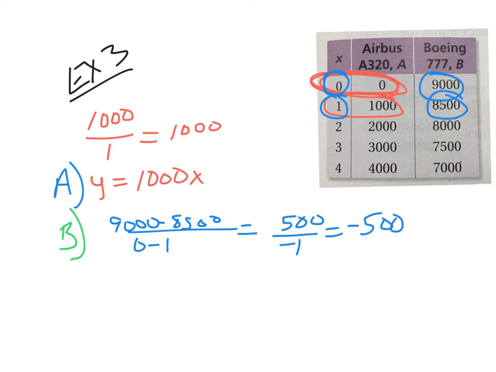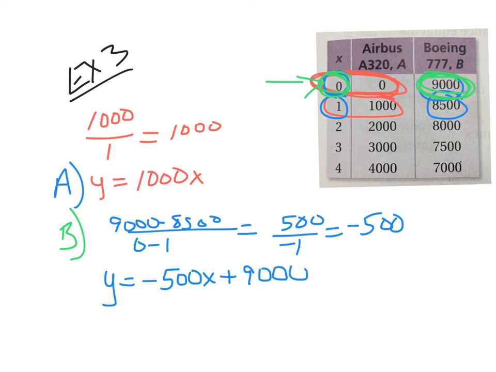Now looking at this table, where does it cross the y line? When the x is 0, where does it cross the y? 9,000. There we go. So that's my y-intercept. So I'm going to say y equals negative 500x plus 9,000. One of these planes is way up at 9,000 and coming down because the slope is negative. The other plane is at 0 and going up.